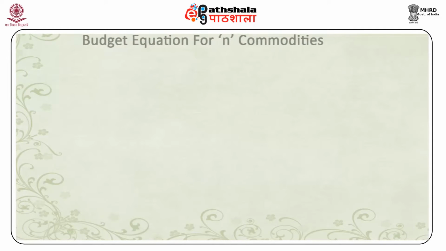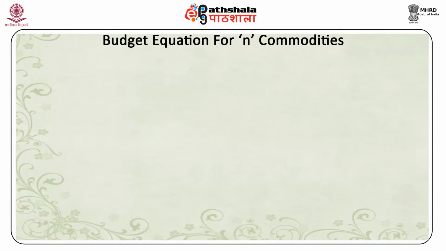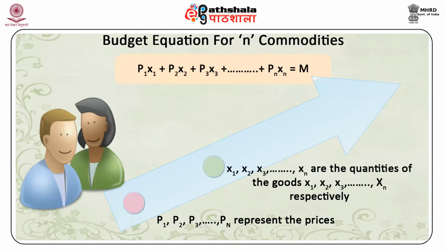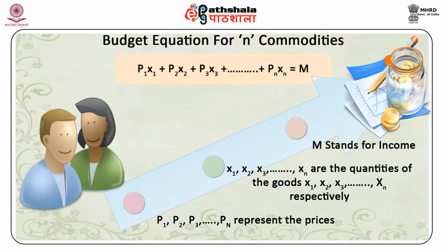In case of n commodities, the budget equation is given by P1x1 plus P2x2 plus P3x3 plus till Pnxn is equal to m, second equation, where P1, P2, P3, Pn represent the prices, and X1, X2, X3, Xn are the quantities of the goods respectively.